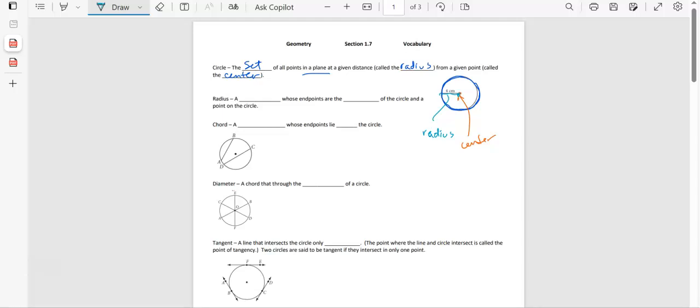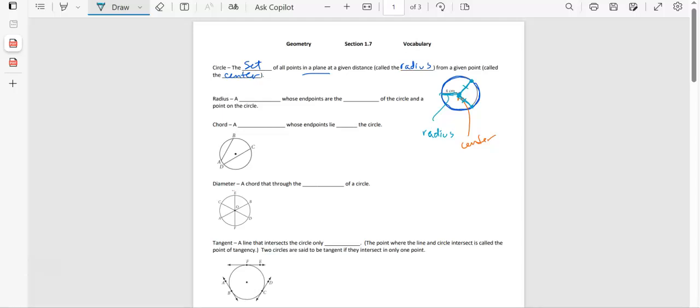Now, no matter what point you pick on the circle, remember the dark blue is the circle, if I pick a point on this circle and I connect that point with the center point, it will be congruent to the distance between another point I choose on the circle and the center point. These things will be the same. They will be congruent. That is the definition of a circle.